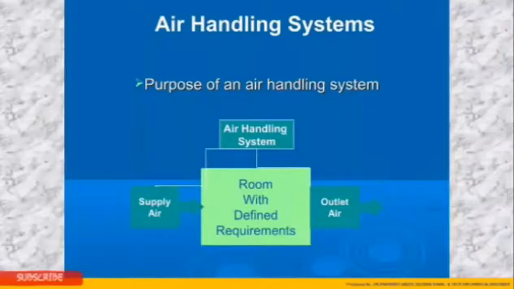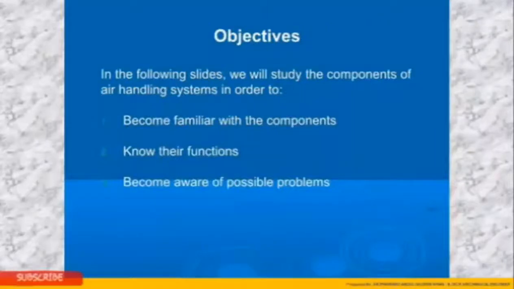Now just look at the basic HVAC purpose of an air handling system. The basic supply air, the room with the defined requirement, and the outlet air. In the following slides, we will study the components of the air handling system in order to become familiar with the components, know their functions, and become aware of possible problems.